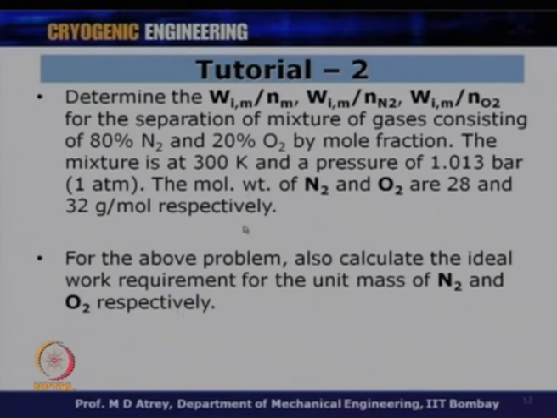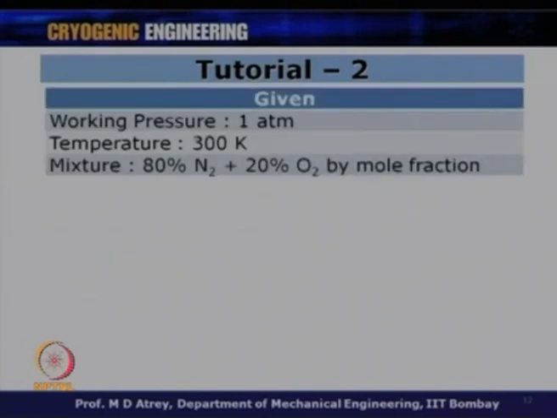So, the work of separation, and here we want to calculate per unit mass of gas also. This was per unit mole of nitrogen and oxygen. The problem statement also calls that we calculate the work requirement per unit mass of nitrogen and oxygen respectively. So, what is the data given? Working pressure 1 atmosphere, temperature 300 Kelvin, mixture 80% nitrogen and 20% oxygen by mole fraction. So, Ya is 0.8, Yb is 0.2.